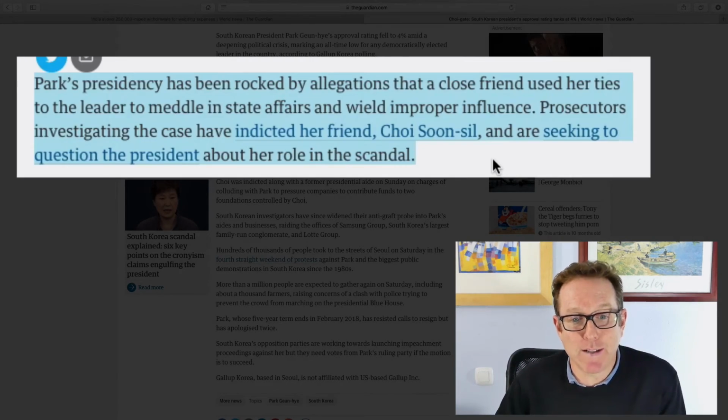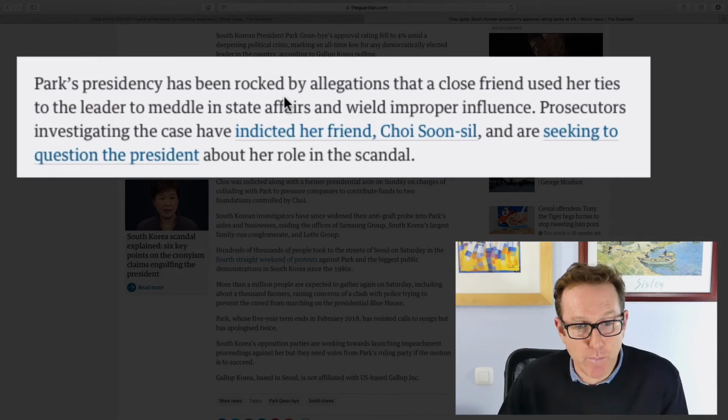Park's presidency has been rocked or shaken by allegations that a close friend used her ties to the leader to meddle in state affairs and wield improper influence. Prosecutors investigating the case have indicted her friend Choi Soon-sil, and are seeking to question the president about her role in the scandal.